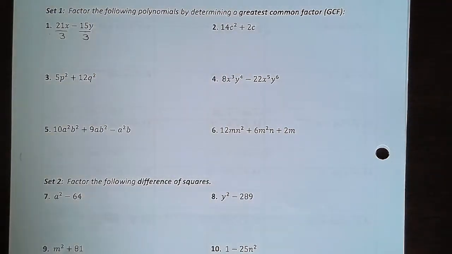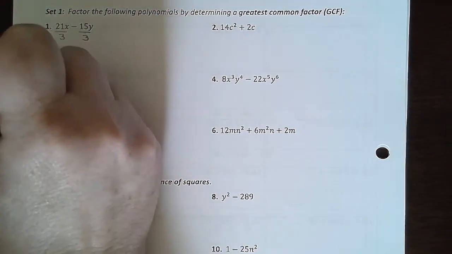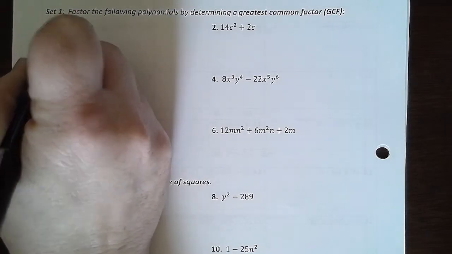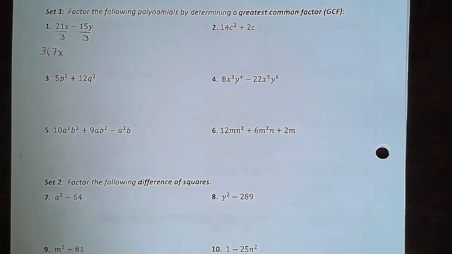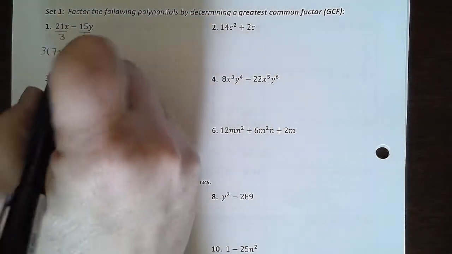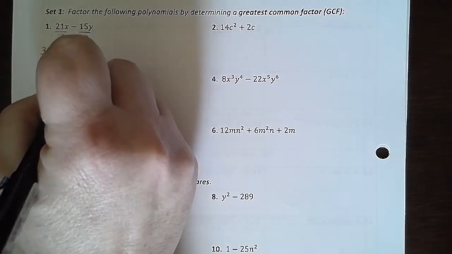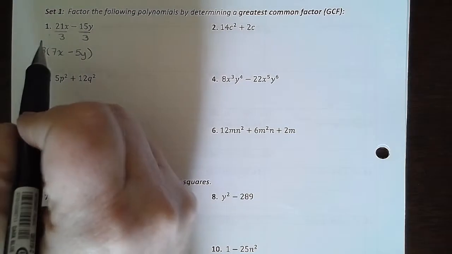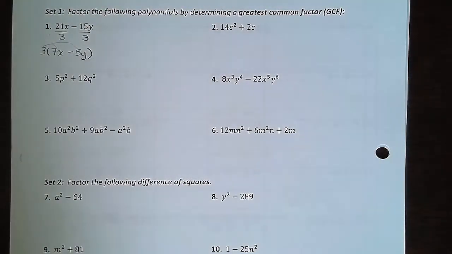Now, when I factor, unlike dividing, I want to keep the thing that I've divided by outside. So I'm dividing 21x by 3, and I get 7x. Then I have 15y divided by 3, and that's equal to 5y. I can always double check this by redistributing and making sure I end up with what I started with.